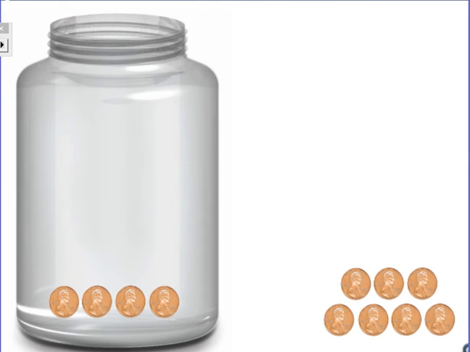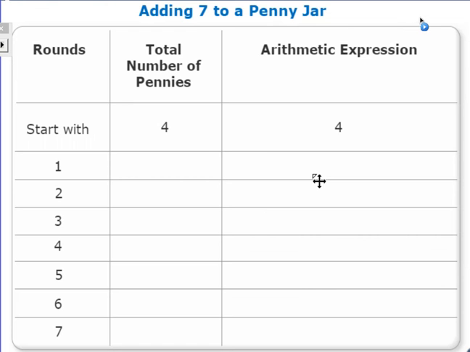Well, let's set up a table like I have here quickly in your journal. Once it's set up, continue your tape. And I started off, and I hope you did, you started off with 4 pennies, so the total of pennies, and then my arithmetic expression is just 4. I haven't added anything, that's what I started with.